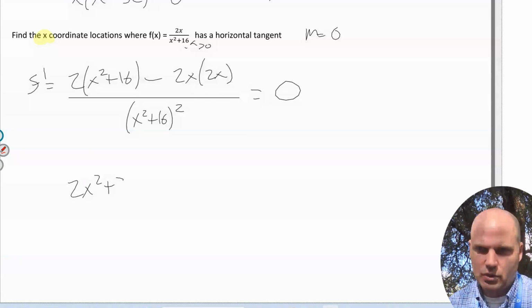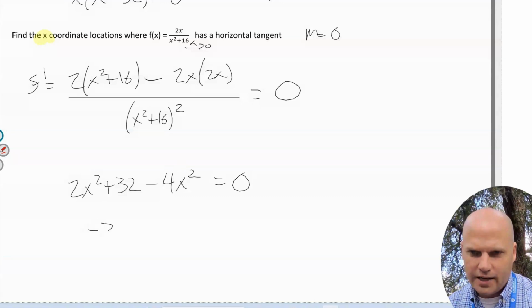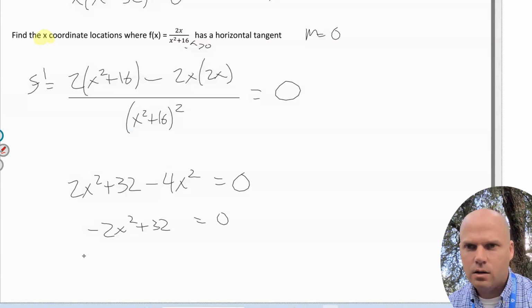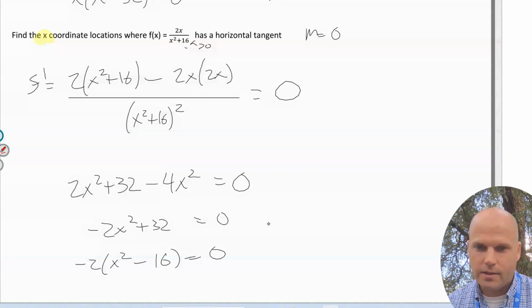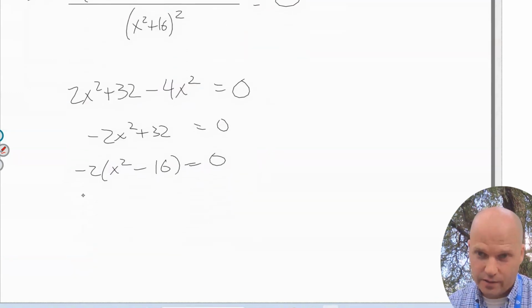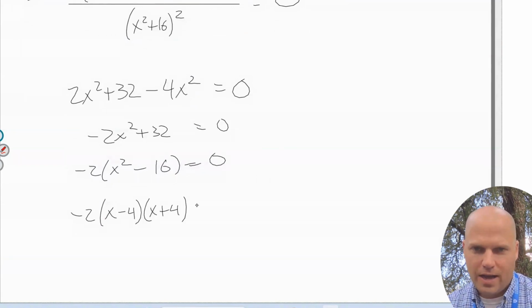I get 2x squared plus 32 minus 4x squared. Like I'm getting the same answer. No, I'm not getting the same answer. I get negative 2x squared plus 32 equals 0. I'm going to factor out a negative 2. And I know that this factors. This is a good question. Or I know that both positive and negative 4 make this 0.